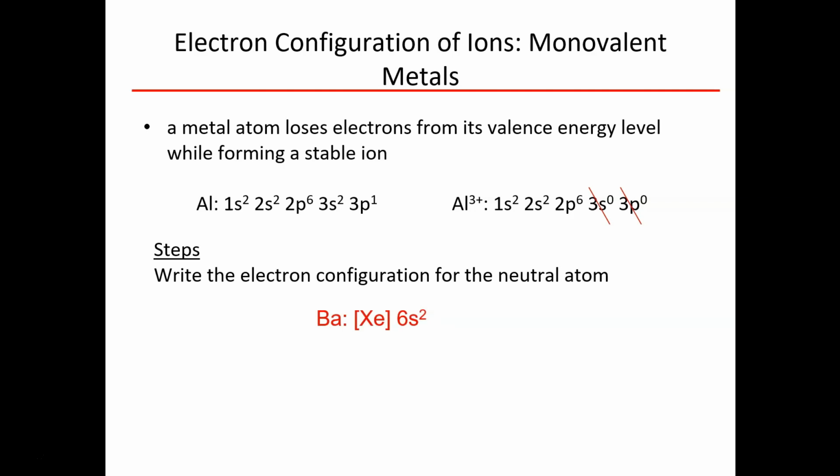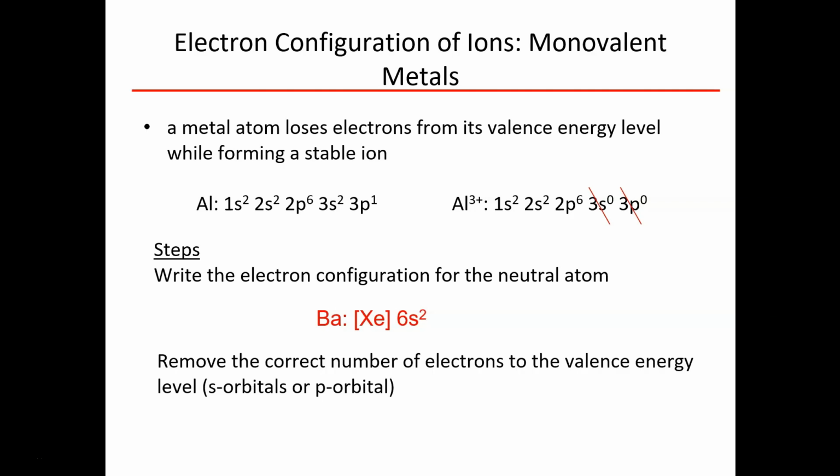So we know barium, when it forms a stable ion, will lose 2 electrons. And it's going to lose them from its valence s orbital. And so then we just have to rewrite it correctly in our shorthand notation.